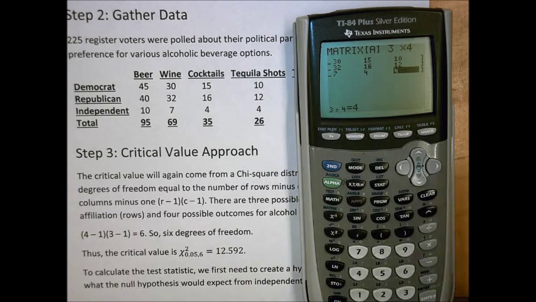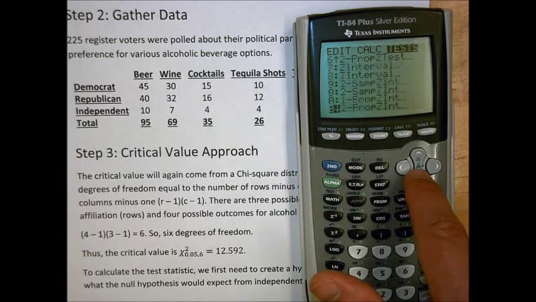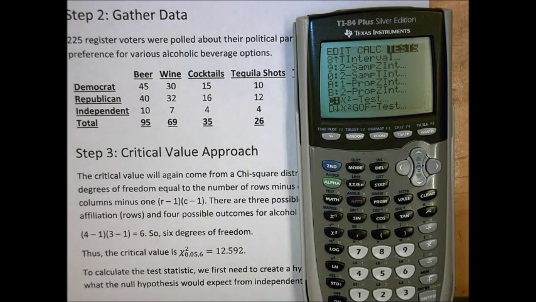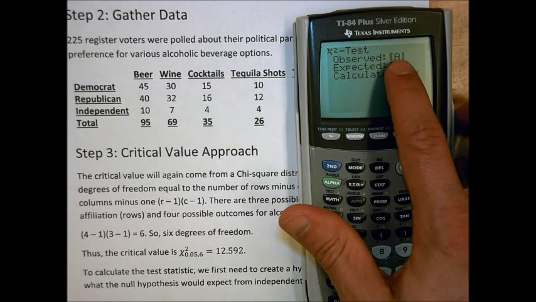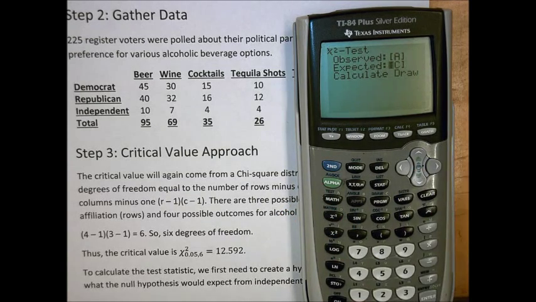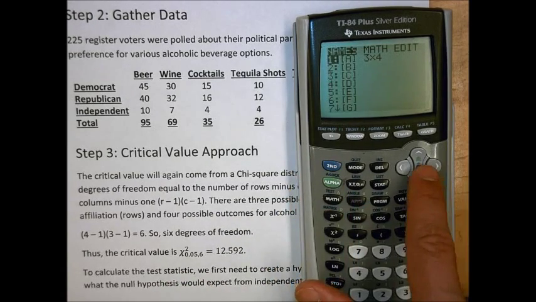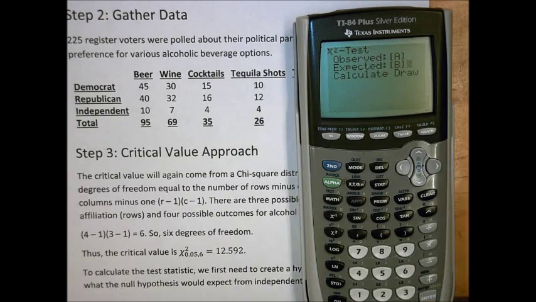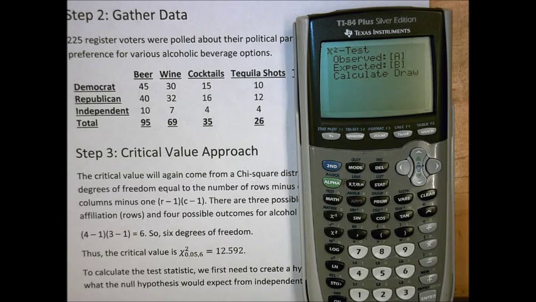Now I can come into stat, tests, and I can use my other chi-squared test. It's the one that just says chi-squared test. In this case, my observed matrix, the matrix of data values, is A. I want my expected matrix to be B. So I'm going to delete this one. I'm going to go second matrix, and I'm just going to scroll down and choose B. Now the calculator will calculate my expected matrix, and it will store it into B. It will also calculate my third matrix and give me the test statistic and the p-value.